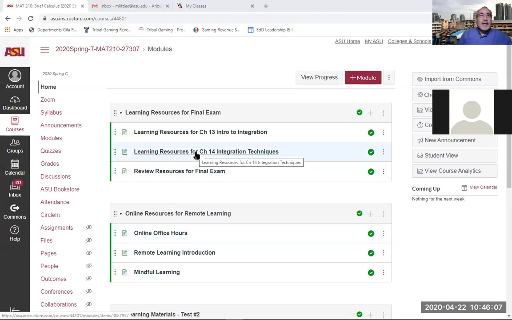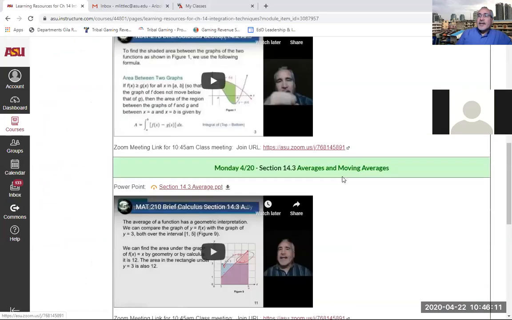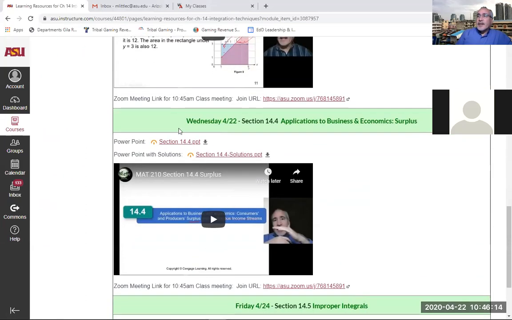So let me just show you first where we're at. We're almost done. I posted, let me share the screen. You should have gotten an announcement just this morning. I posted the 14.4 on integration techniques, which is consumer and producer surplus. What you want to think of this as is an application of area between two curves.